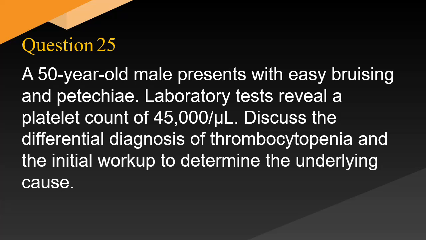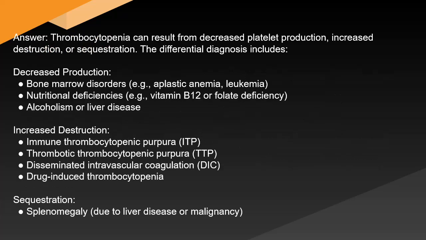A 50-year-old male presents with easy bruising and petechiae. Laboratory tests reveal a platelet count of 45,000 per microliter. Discuss the differential diagnosis of thrombocytopenia and the initial workup to determine the underlying cause. Answer: thrombocytopenia can result from decreased platelet production, increased destruction, or sequestration.